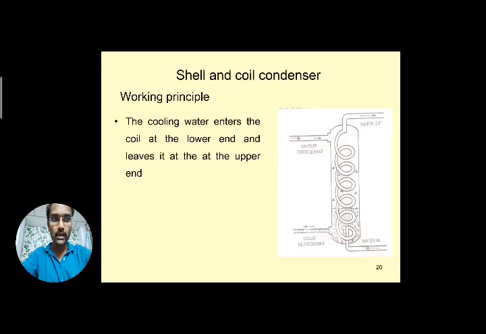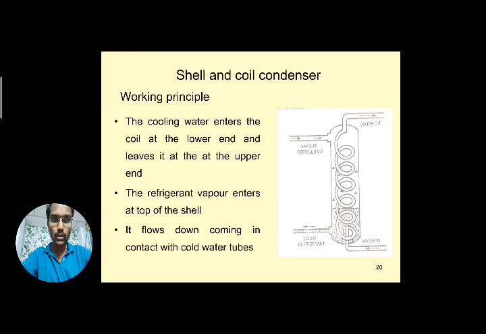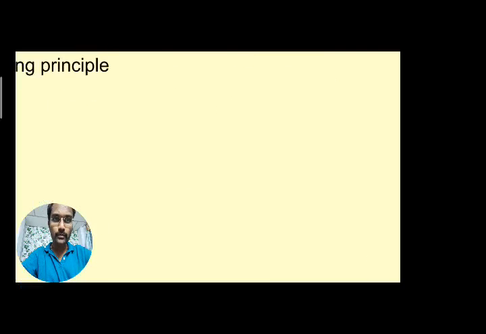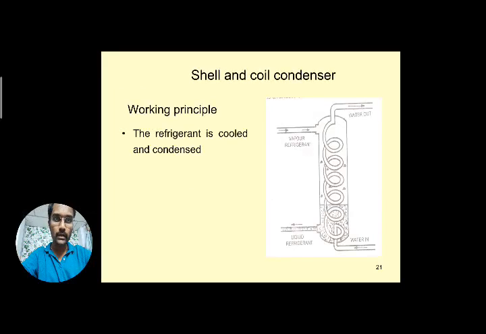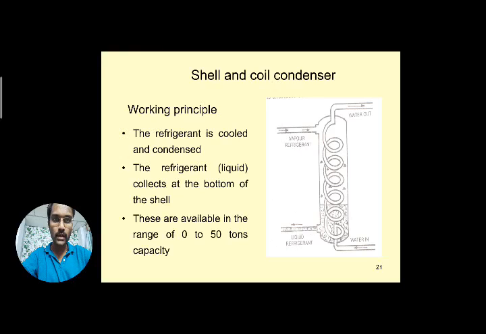Coming to the working principle, the cooling water enters the coil at the lower end and leaves at the upper end. Already explained that. Next, the refrigerant vapors enter at the top of the shell. It will flow down and make contact with the cold water tubes. Here the refrigerant is cooled and condensed, which is collected at the bottom of the shell, and then it enters into the next component.